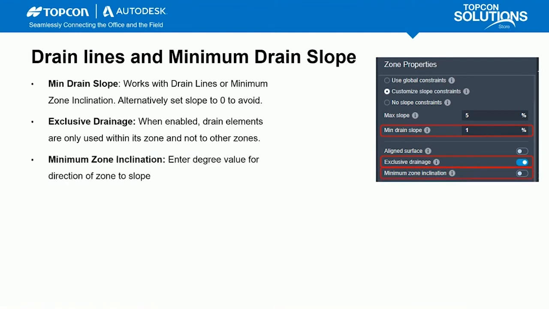Minimum zone inclination. So say you want everything to drain in a certain direction. You just enter a degree value for the direction of the zone to slope, and it's all going to slope in that direction.